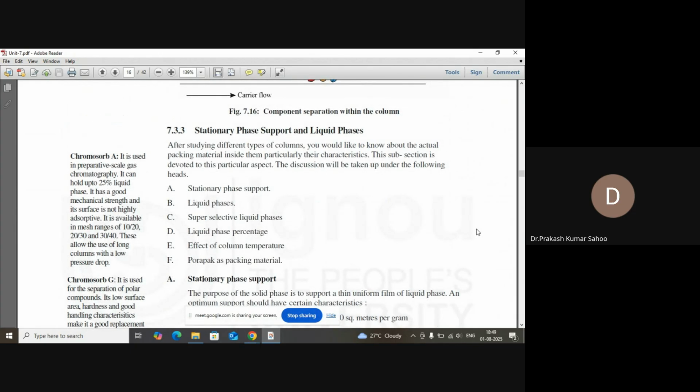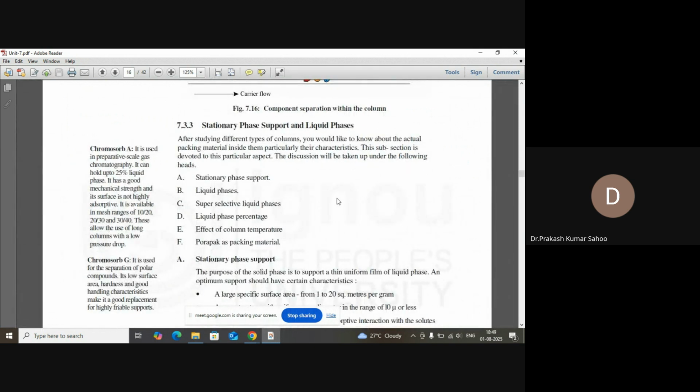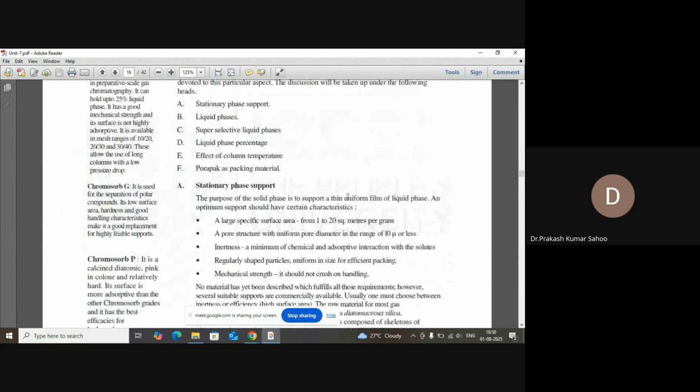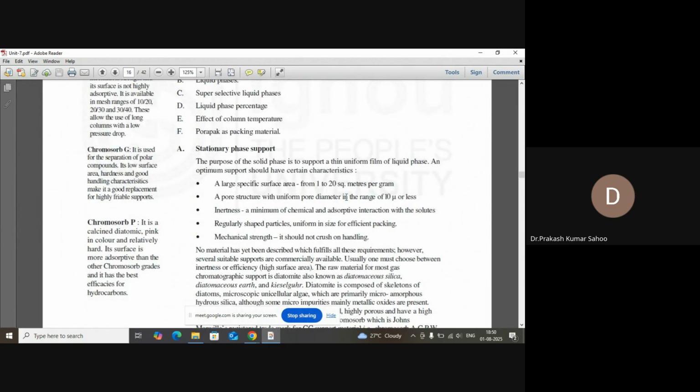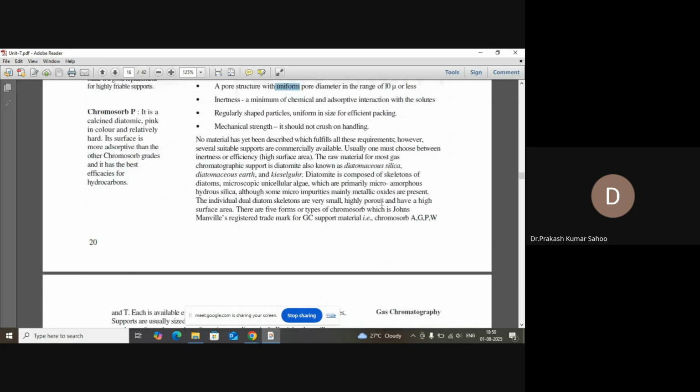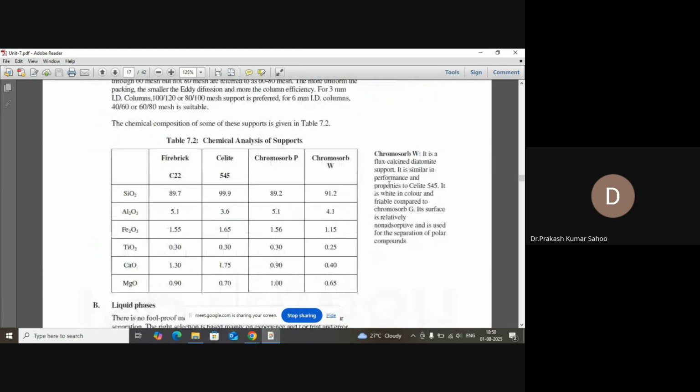And these are the stationary phase supports of liquid phases, the super selective liquid phases, liquid phase percentage, effect of column temperature, Chromosorb as packing material. Stationary support we have. This is already discussed. What is the area? What is the pore structure? These are already discussed in our PowerPoint presentation.